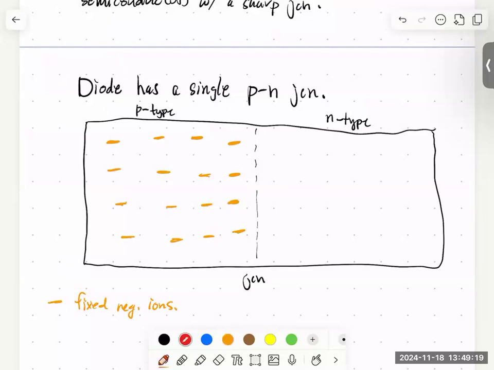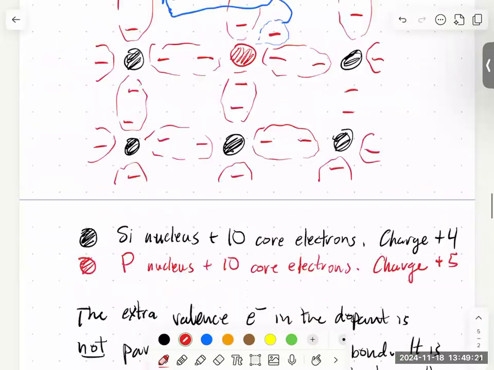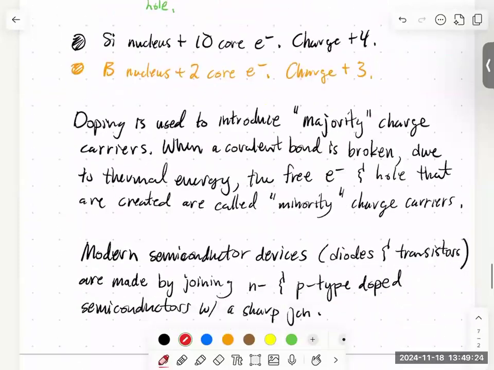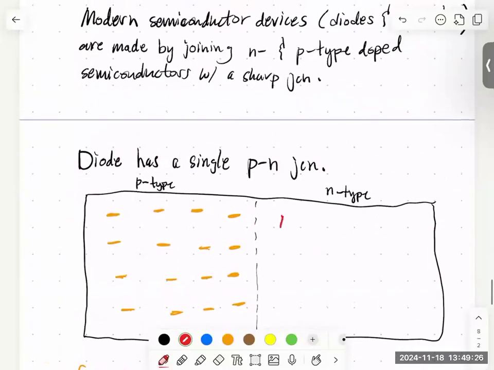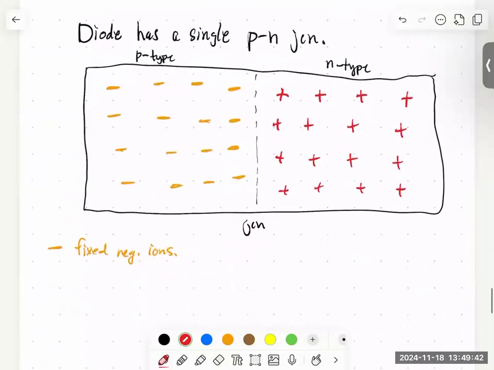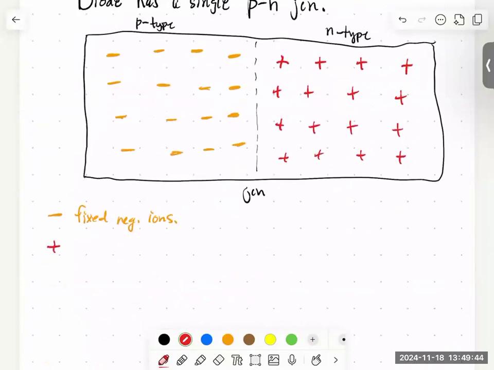On the other side, I'm going to have the n-type. What color did I use for my n-type? I used red. And so there's going to be these fixed positive ions. Really, they're charged +5, but I'm going to draw them as if they're +1 because they're 1 above all of the silicon atoms. So this plus is going to be fixed positive ions.